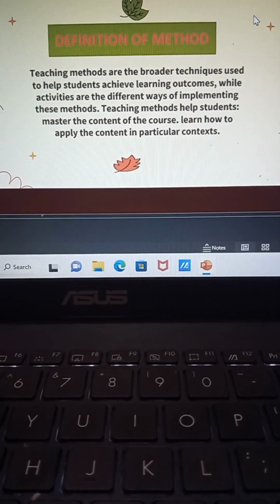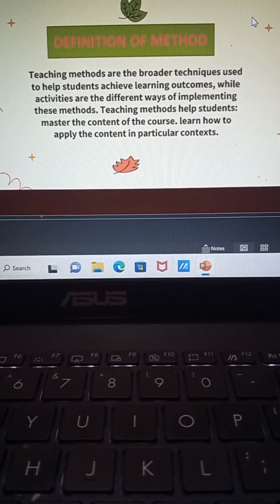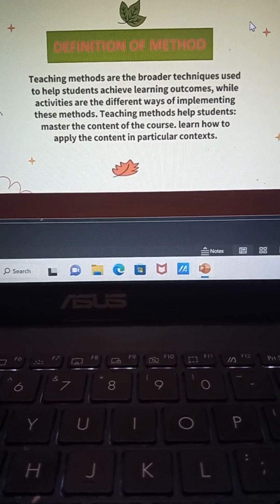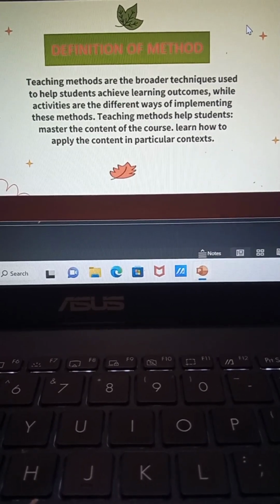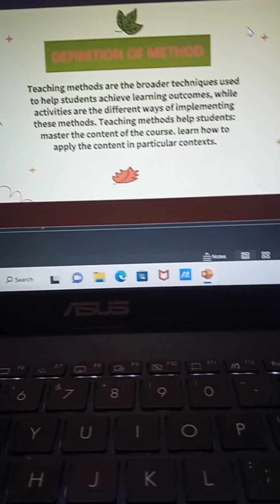Method covers number one, a syllabus model. Number two, types of teaching and learning activities. Number three, teacher roles. Number four, student roles. Number five, the roles of instructional materials. Number six, the roles of instructional media.